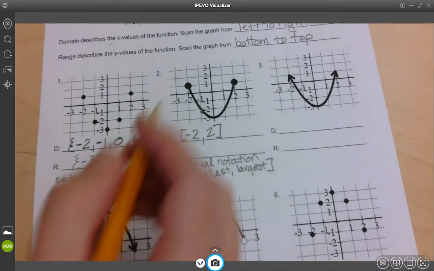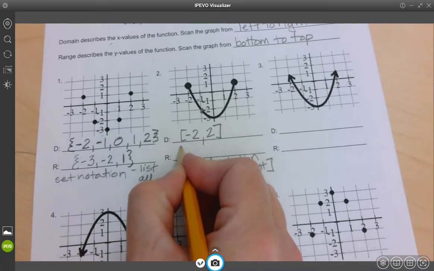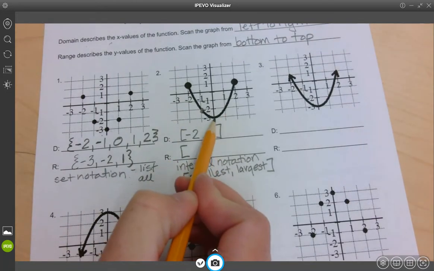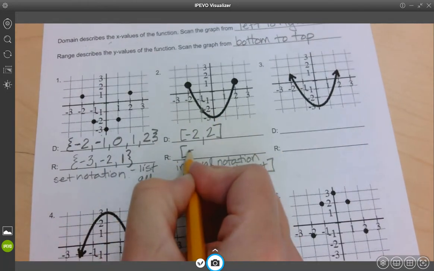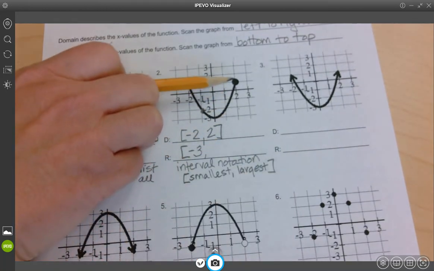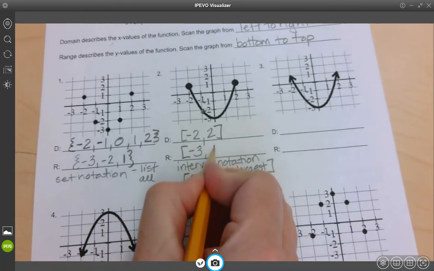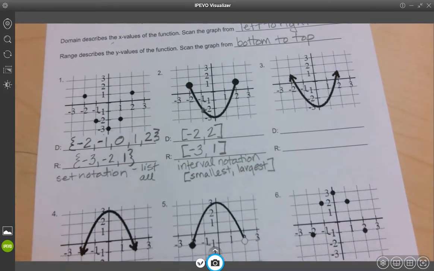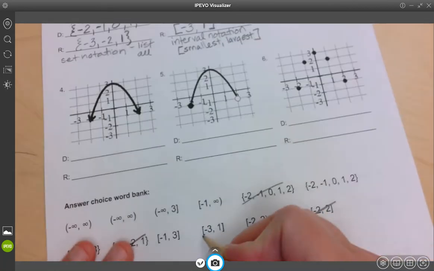All right, Joseph, can you tell us where does our range start? What's our bottom number? Good. Starts down here at the bottom at -3. And Kenny, what's our largest number? It goes up to what number? Very good. All right, and we just used -3, so you can cross that off your word bank.